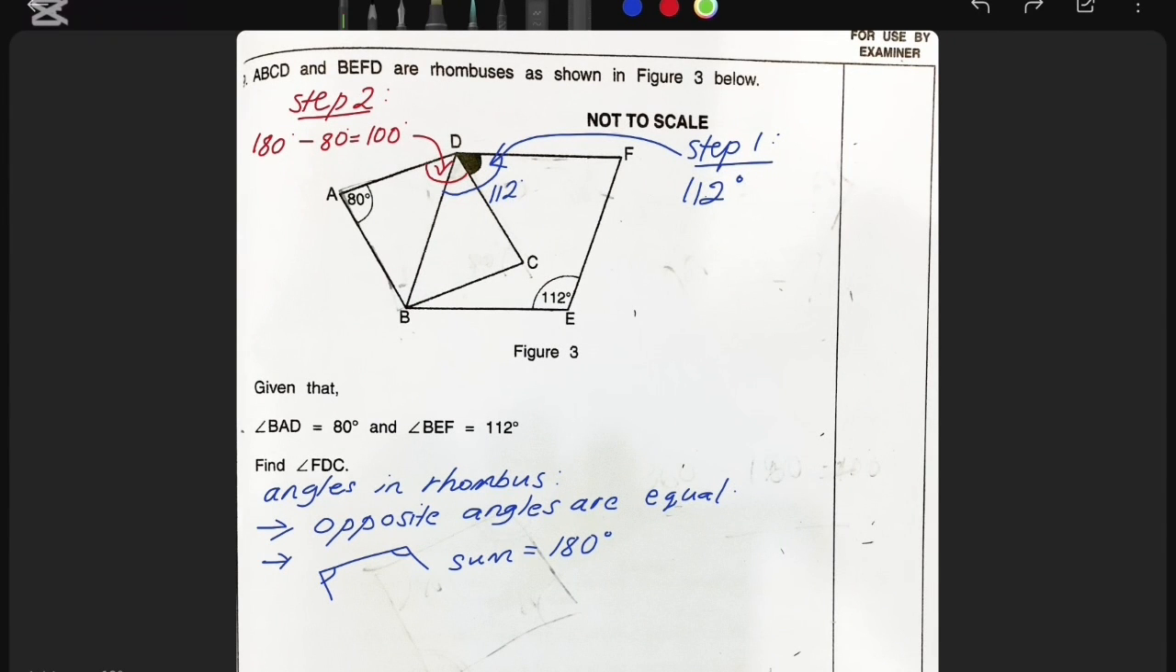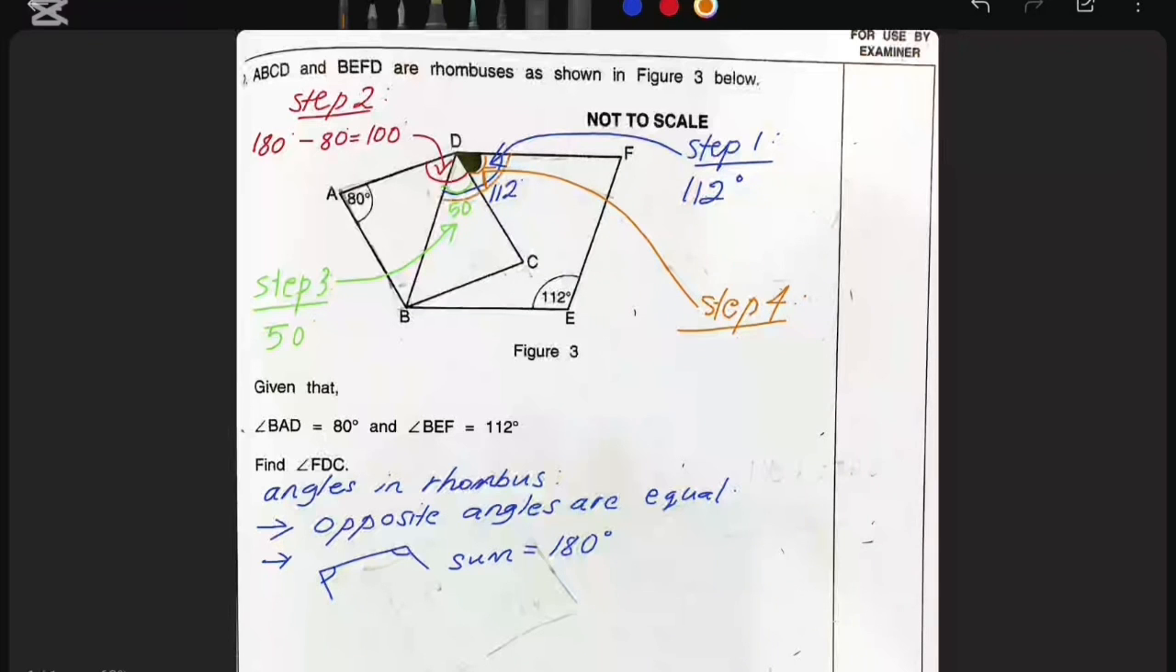The rhombus is dissected halfway through this line BD. If the whole thing is 100 degrees, then half of 100 degrees is equal to 50 degrees. So this angle is equal to 50 and this angle is equal to 50. Now we can finally find angle FDC.